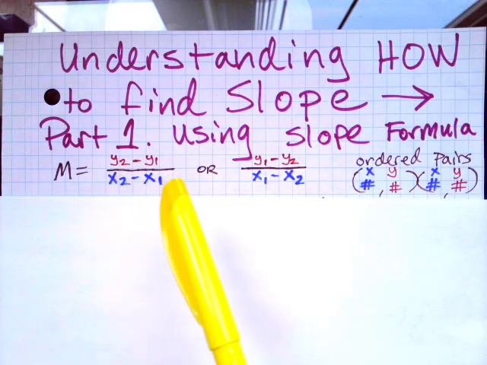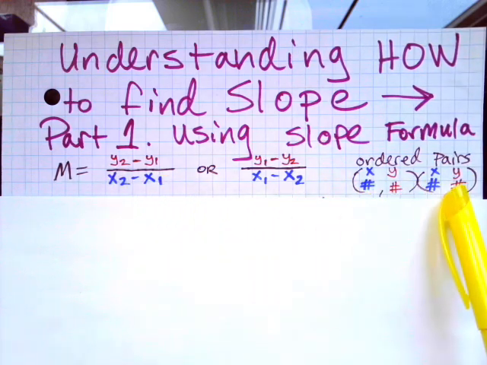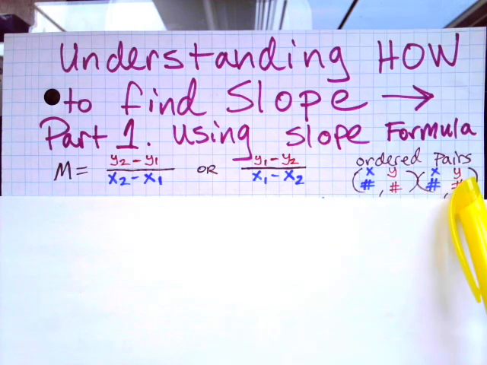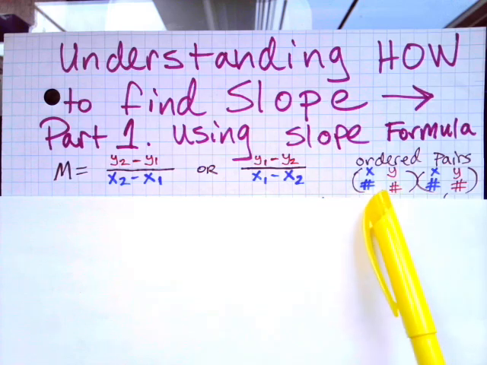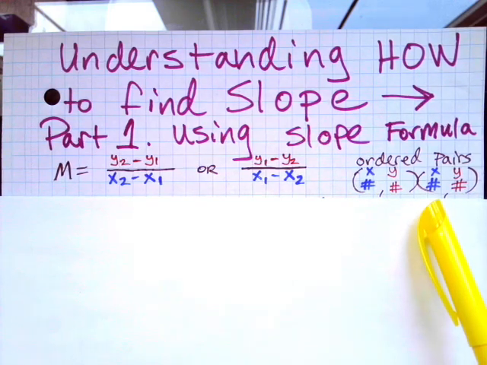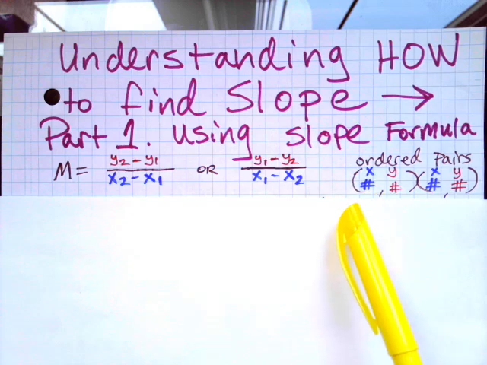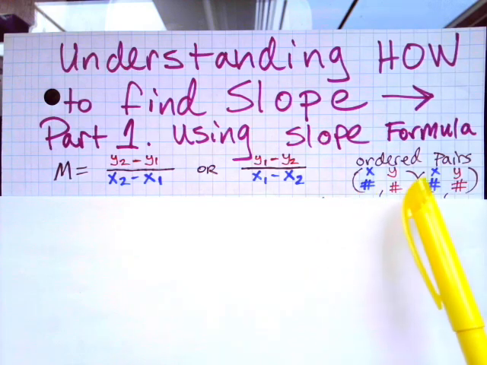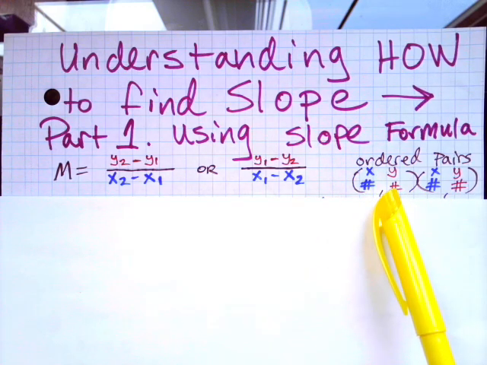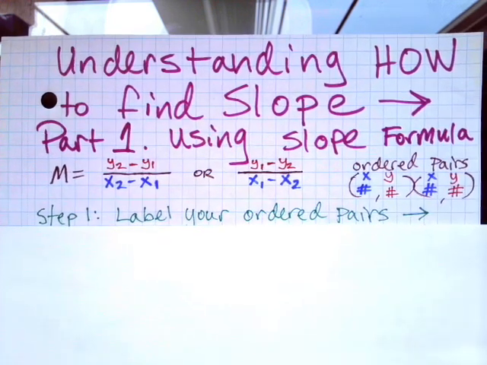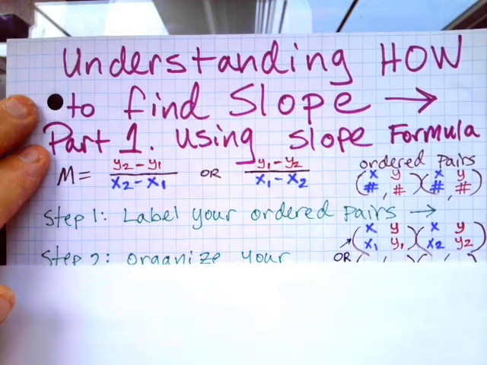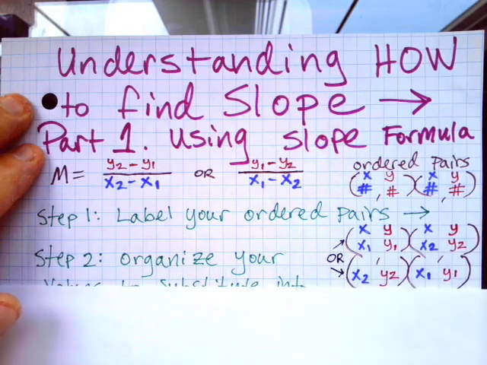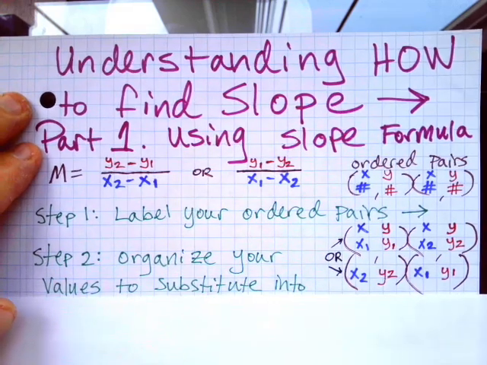You first want to label your ordered pairs. Remember, ordered pairs are just x and y values. So in order to find the slope, you're going to have two sets of ordered pairs. X1, X2, Y1, Y2, and that's typically the way I do it. Of course, you can do it any way you prefer. So the first step is to label your ordered pairs.